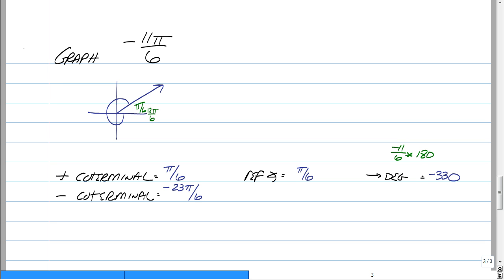Coterminal angle, pi over 6 and negative 23 pi over 6 are your positive and negative. Yes, you can have a different one. As long as it's correct, you're good to go.